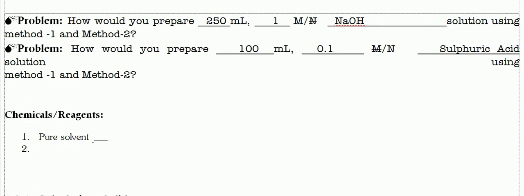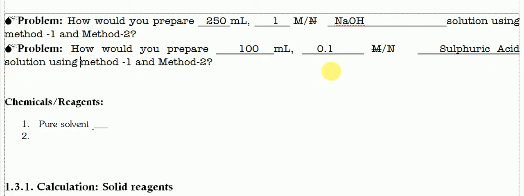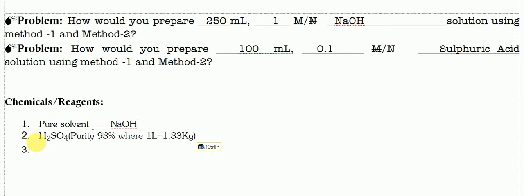Okay, using method 1 and method 2. Now it is the complete question. The first question is, how would you prepare 250 ml 1 molar sodium hydroxide solution using method 1 and method 2? The second question is, how would you prepare 100 ml 0.1 normal sulfuric acid solution using method 1 and method 2? So the chemicals and reagents are, for method 1, sodium hydroxide, and for method 2, sulfuric acid.